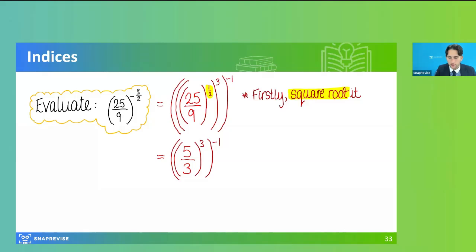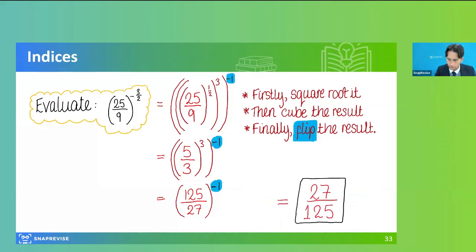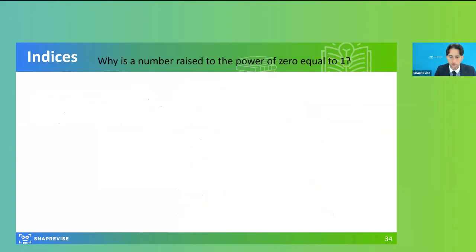I've square rooted. The next step, hopefully we can see, is to take that thing and to do what? The next thing would be to cube it. We're going to cube whatever's come out of that. So if we take 5/3 and cube it, we get 125/27. And then the final step is to do the reciprocal, because the -1 power flips it. And we get 27/125. Cool. So that was a big, quite challenging question, but I want to now answer some of these rules and explain them if you are struggling with indices and these harder questions.